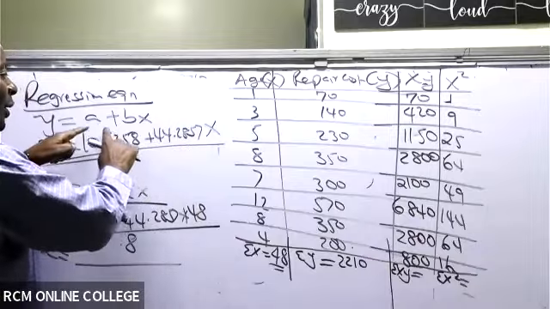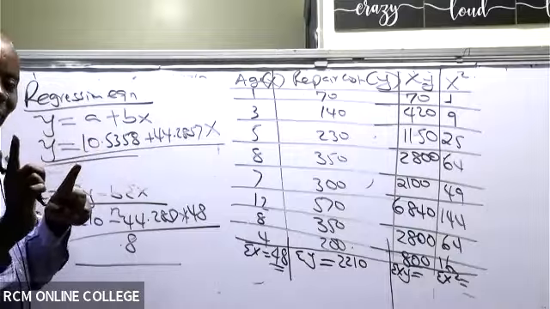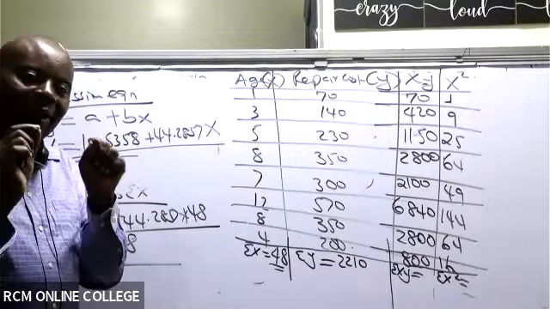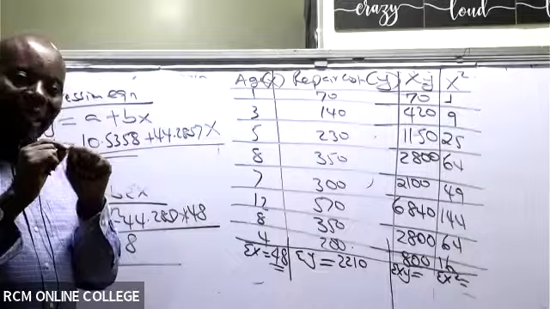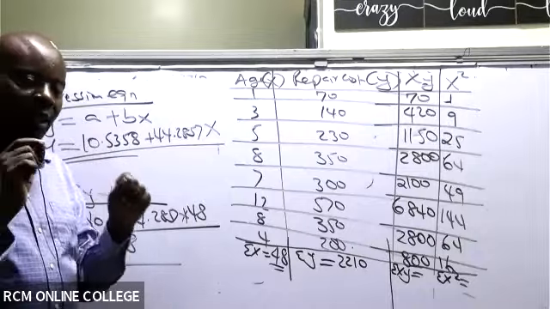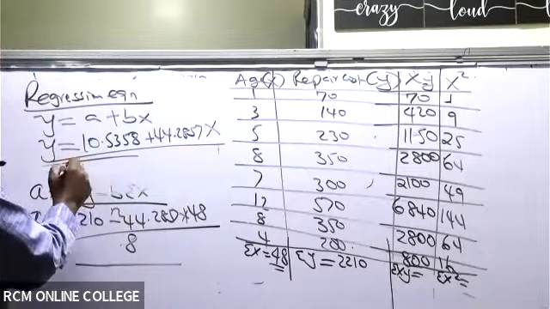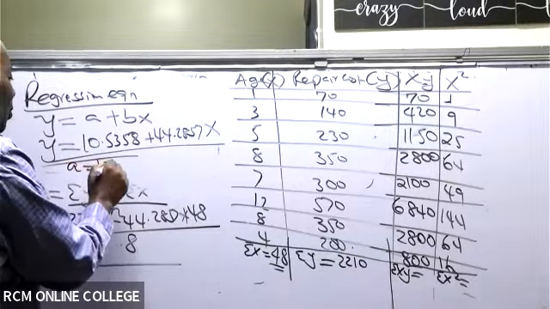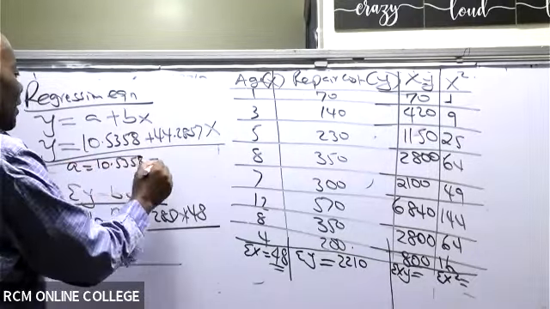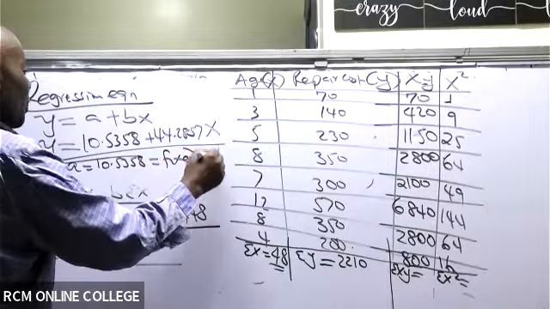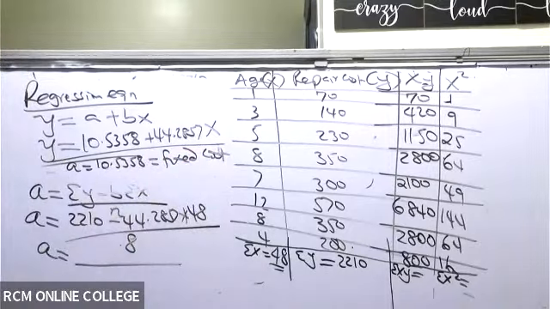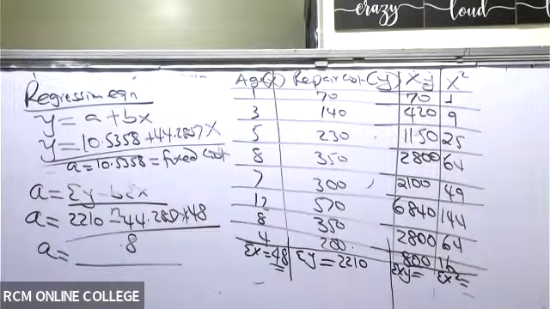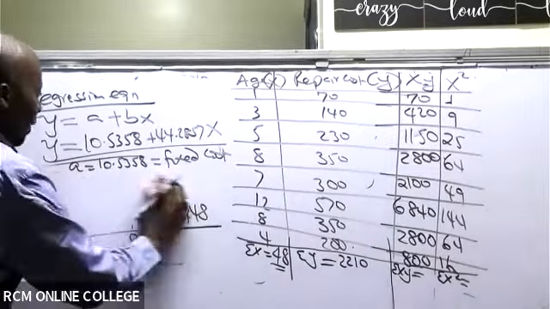If you remember very well, this A is the fixed cost, the one that does not depend on X. It doesn't matter the age. So we have two types of cost here. So A is 10.5358, which is the fixed cost.